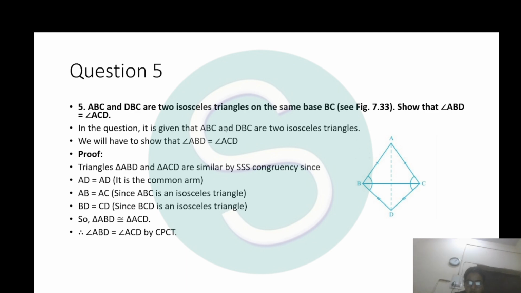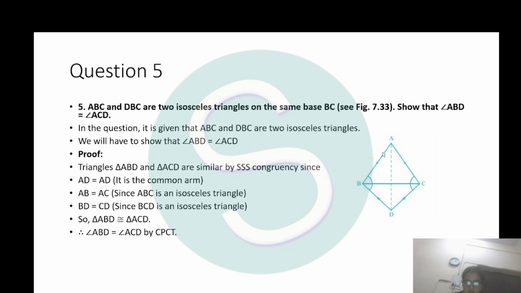So in the question, it is given that ABC and DBC are two isosceles triangles, that is AB equals AC and BD equals CD, and we have to prove that angle ABD and angle ACD are equal. So how will we prove it? For this, firstly we will prove triangle ABD and triangle ACD are congruent. This we have to prove firstly. So how can we do so?